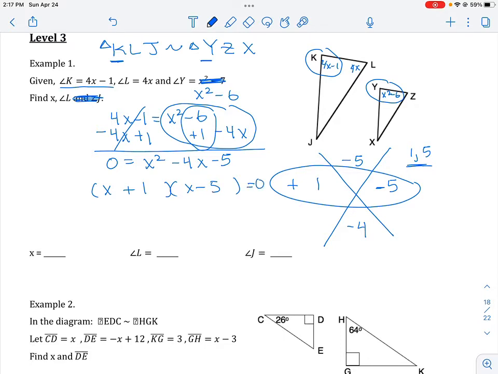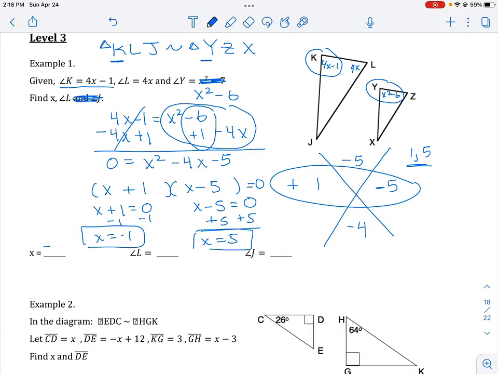The only way it can be 0 is if x plus 1 equals 0 or x minus 5 equals 0. And we're going to just solve each one for x. So here, minus 1, we get x equals negative 1. And here, add 5, and we get x equals 5. So those are the two answers that we get for x. Now, we're not going to do this question. We're just going to find angle L.